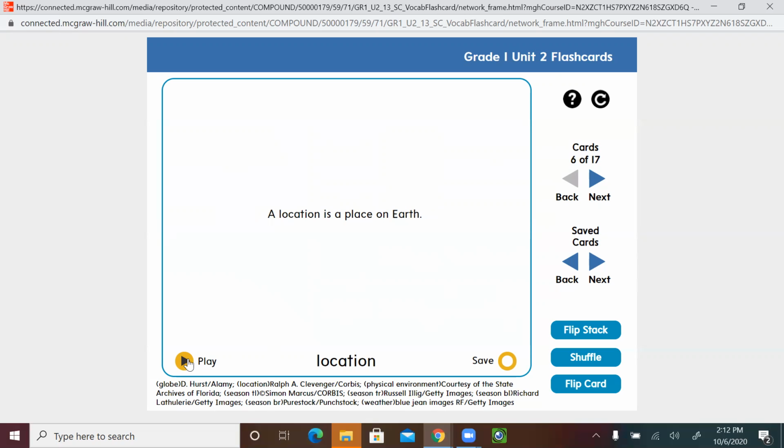A location is a place on Earth. One more time. A location is a place on Earth.